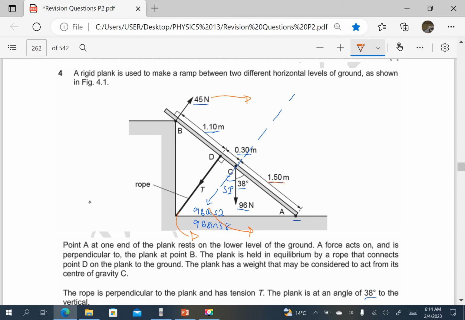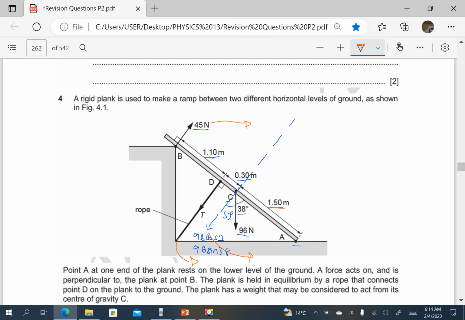So remember, moment is the product of force and perpendicular distance from the fixed point that we are taking moments about. For the anticlockwise moments, I have the tension T times its perpendicular distance, which will be 0.3 plus 1.5. That is the perpendicular distance of T from A. Plus, we have the component of the weight of the plank, 59, times its perpendicular distance from A, which is 1.5.